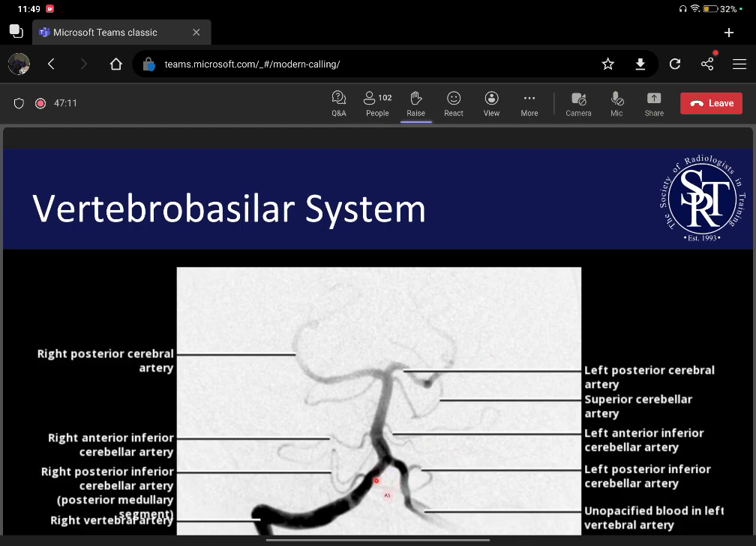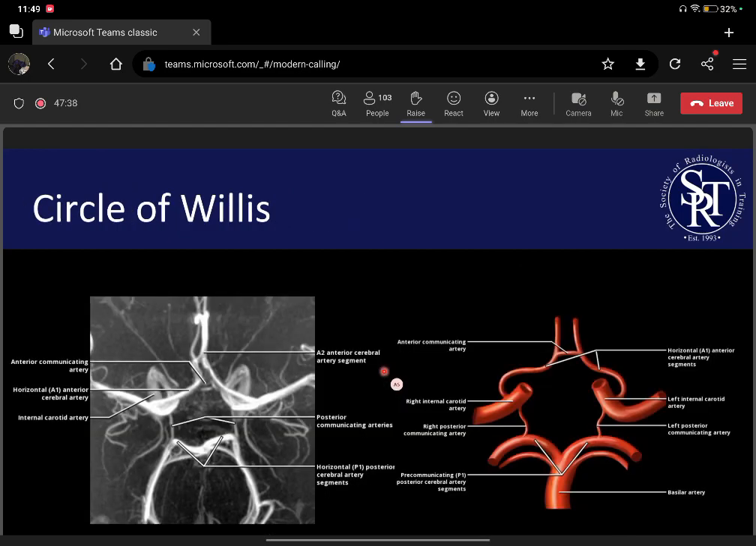Again, we can see our two vertebral arteries with our posterior inferior cerebellar artery branching off first before they join to form the basilar artery. We can see our anterior inferior cerebellar artery coming off here. The pontine branches are a little bit more difficult to see. Then we have the superior cerebellar artery just before it divides into our posterior cerebral artery on either side.